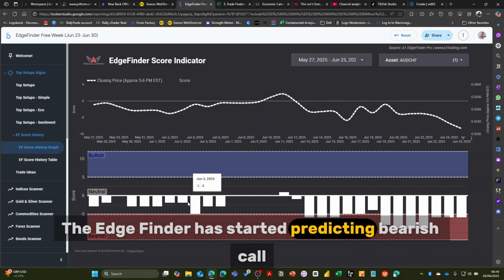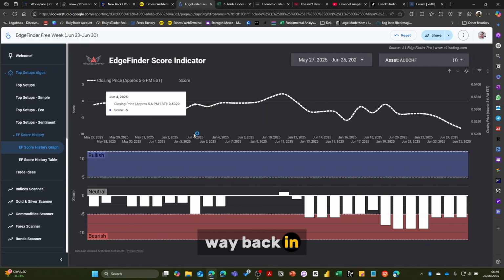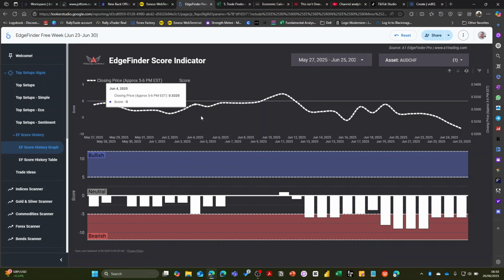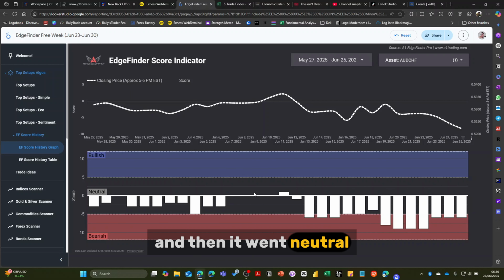So this is a history of price, and a history of what trade the Edge Finder has predicted for that particular market. You can see over here the Edge Finder started predicting bearish score while the market was going up, way back, as far back as June 4th. So at June 4th, it started predicting a bearish market, and then it went neutral.